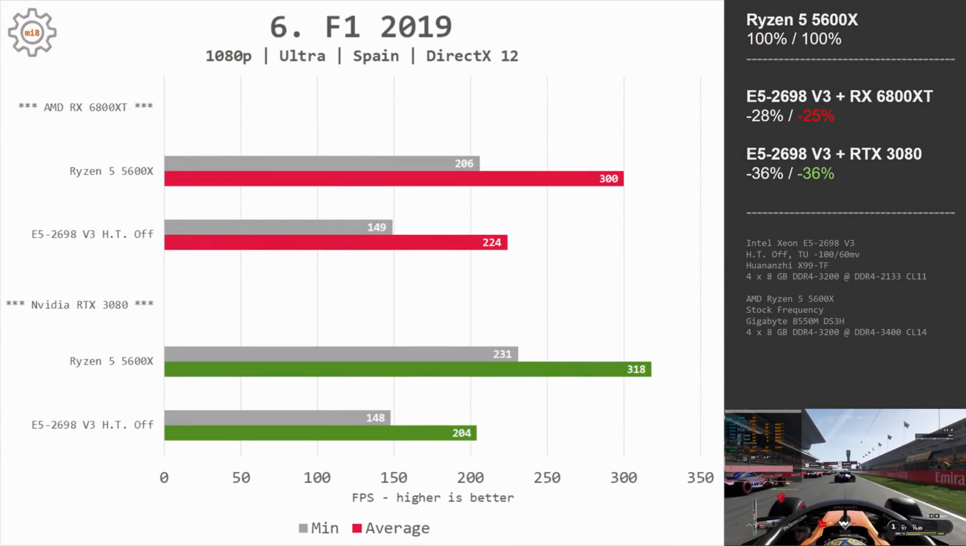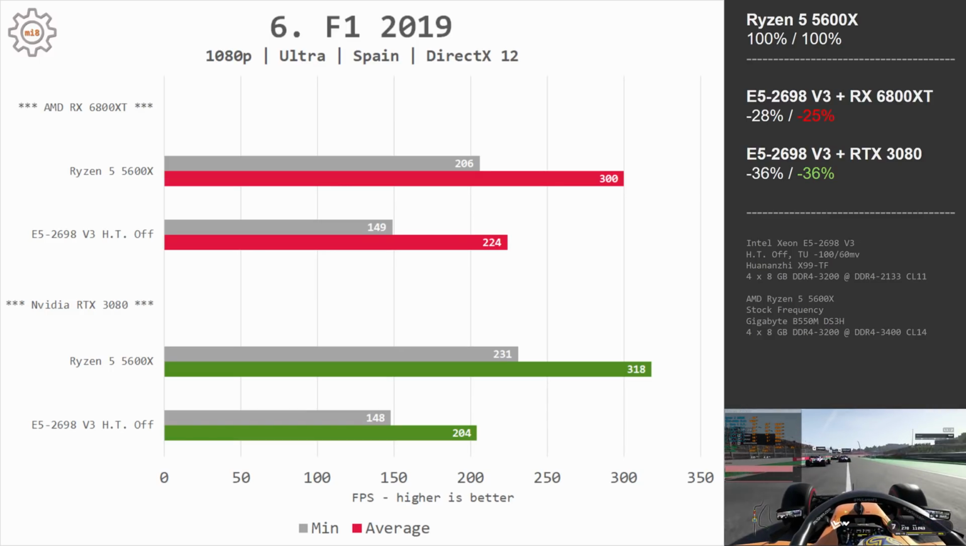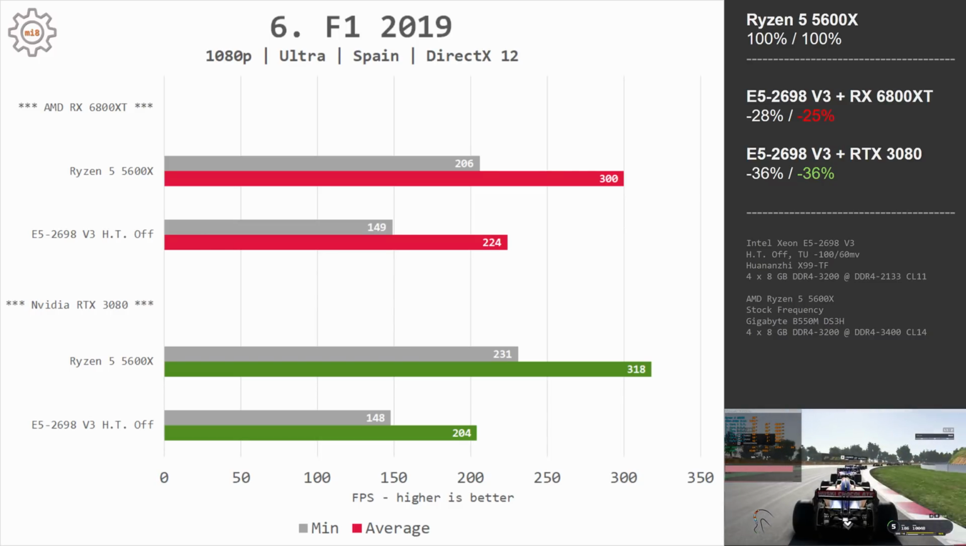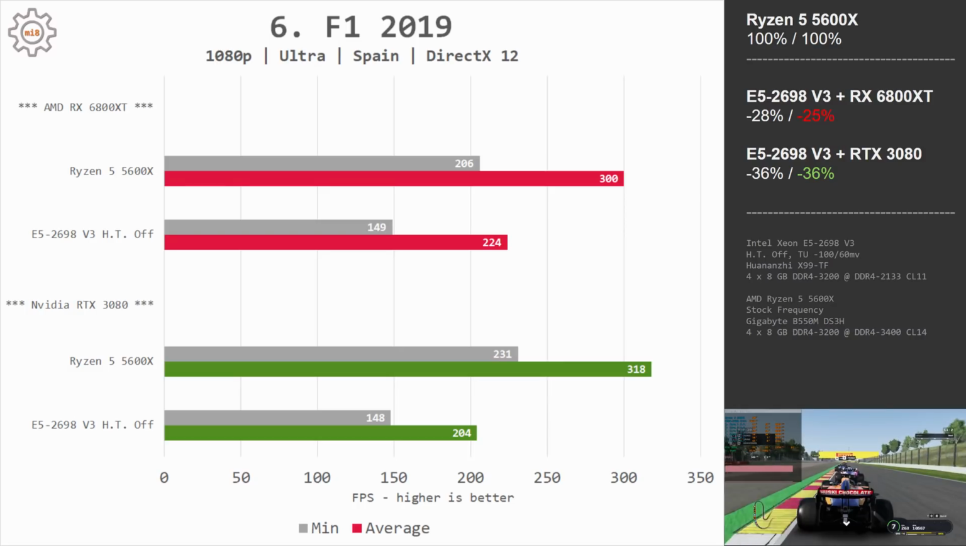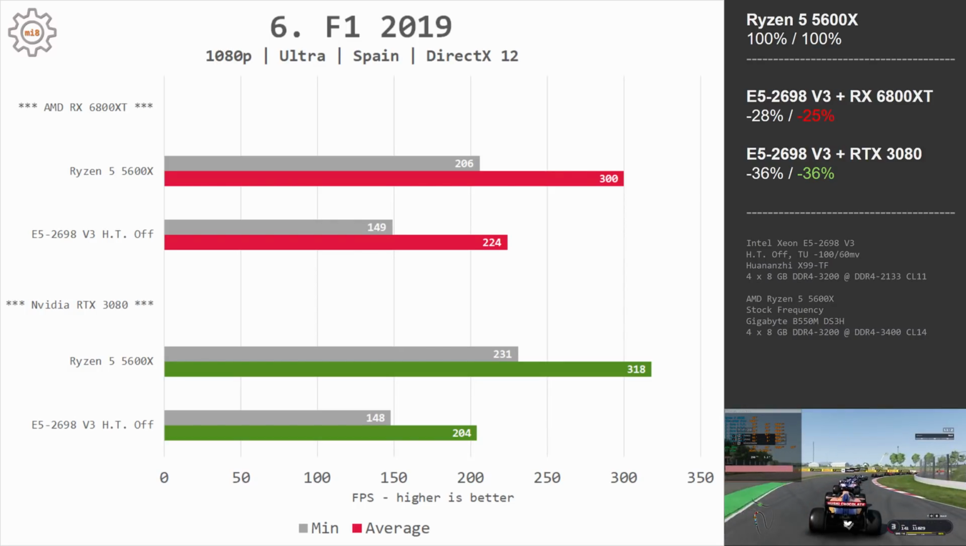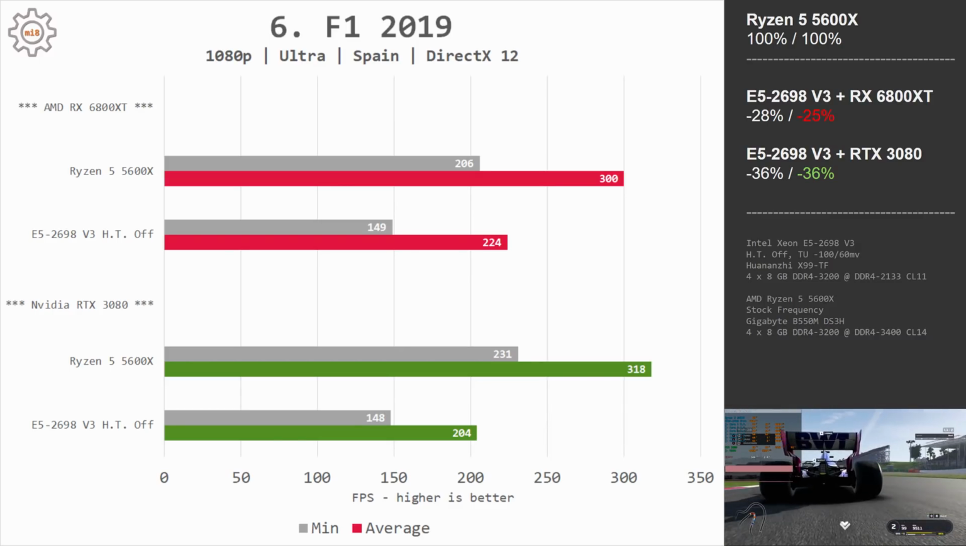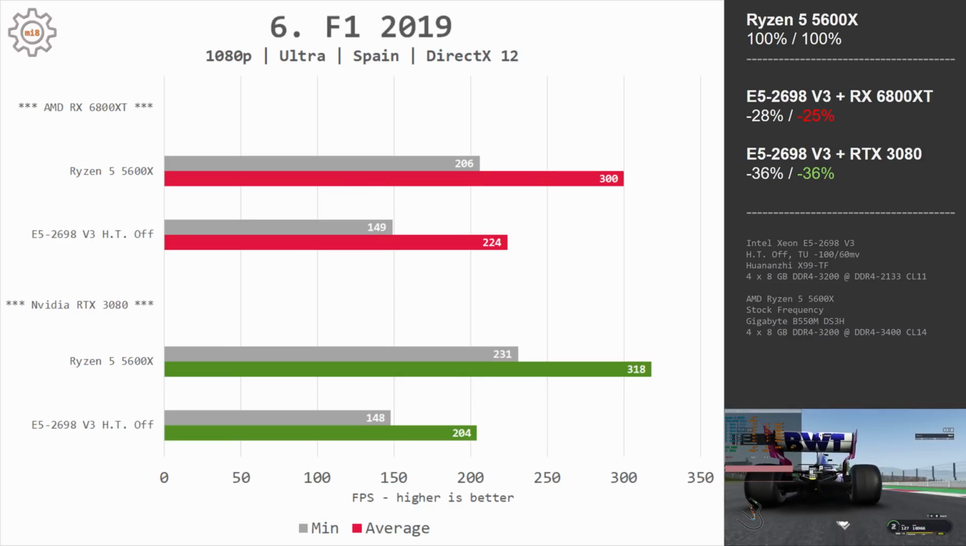The next game is F1 2019. It's an interesting case because with the Ryzen 5 5600X, Nvidia RTX 3080 is better than AMD RX 6800 XT. But with the Xeon E5-2698v3, AMD RX 6800 XT is slightly better than Nvidia RTX 3080. A rather weird result, but with AMD GPU Xeon loses 28 and 25%, with Nvidia GPU Xeon loses 36%.